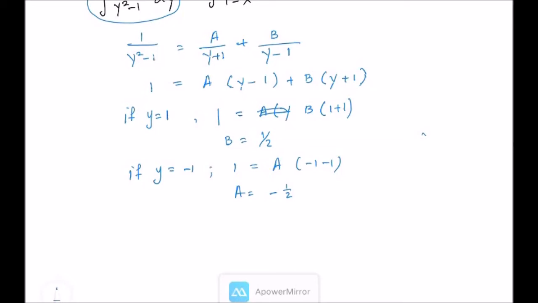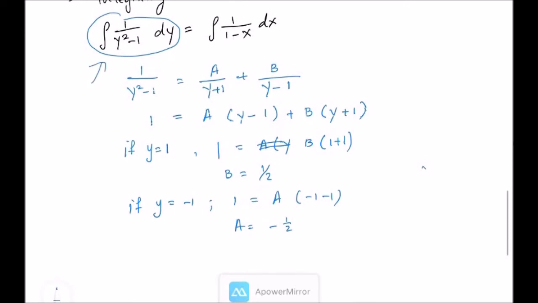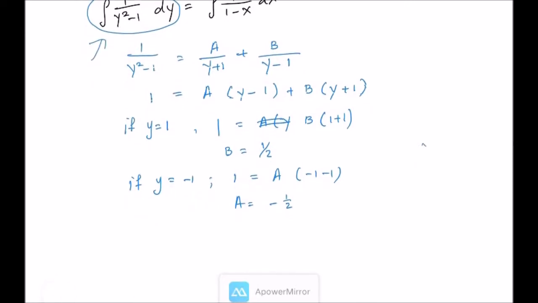Then you substitute the a and b values into the equation just now, this one. So you copy down, substituting the value of a as -half plus b as half. Okay, and then integrate 1 over 1 minus x dx.